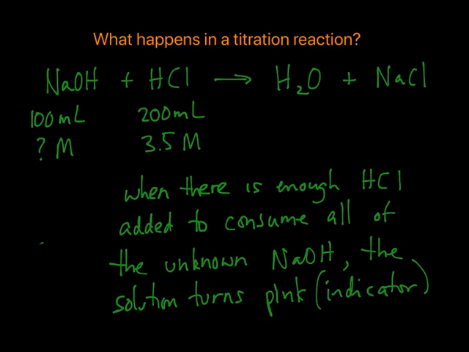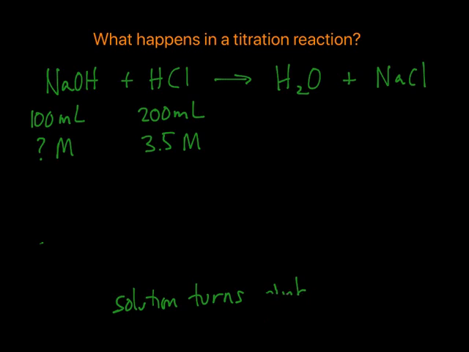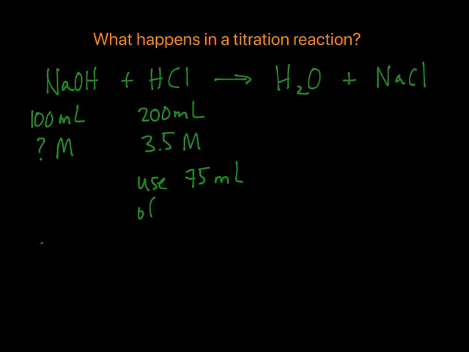So when this color change occurs, we will then know how much of the volume of the hydrochloric acid we have used. We're not going to use all 200 milliliters. So let's say we only use 75 milliliters of HCl, and then the solution turns pink. Okay, so this is a very important number here, because from that number then we can figure out the molarity of sodium hydroxide solution.